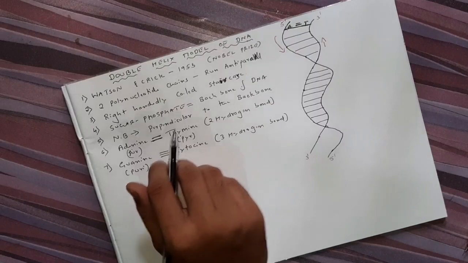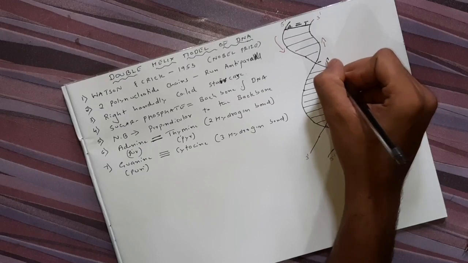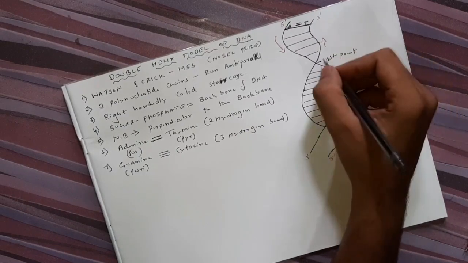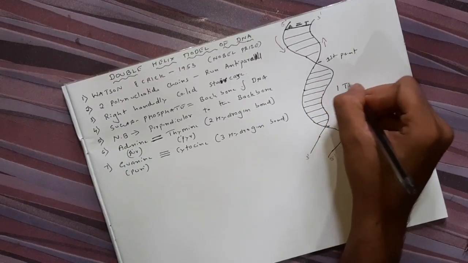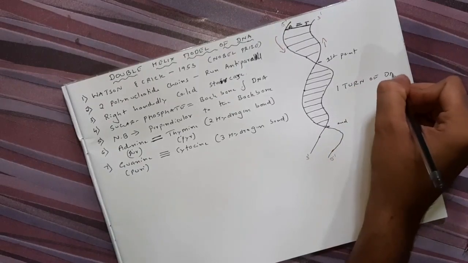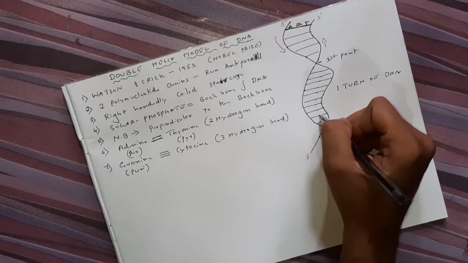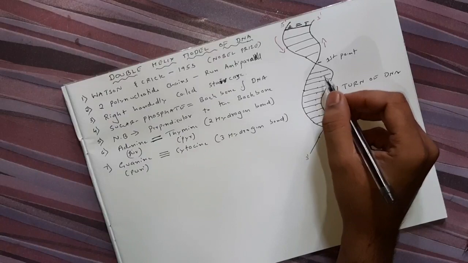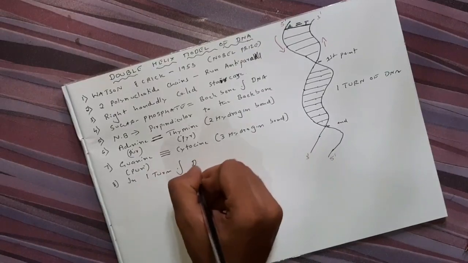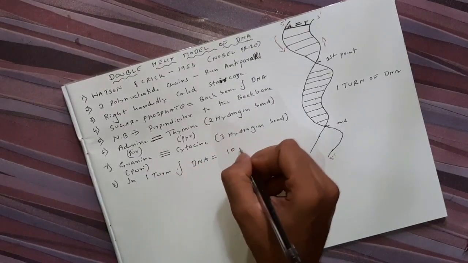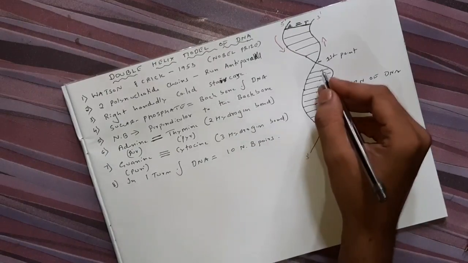Now, let us assume that this is the first point of DNA, the starting point, and this is the end of the DNA. So from here to here, this is called one turn of DNA. Correct? If you count it, 1, 2, 3, 4, 5, 6, 7, 8, 9, 10. How many nitrogenous base pairs are there here? 10 are there. So in one turn of DNA, 10 nitrogenous base pairs are there. This is very, very important.